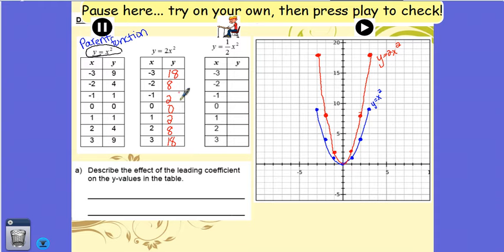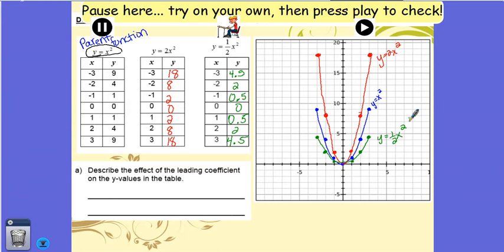Okay, as you can see, I filled in my table and graphed y equals 2x squared here. Make sure you label it, especially because you might not be using different colors. And now let's check out our table and graph for y equals 1/2 x squared. And here you see the graph and table for y equals 1/2 x squared.